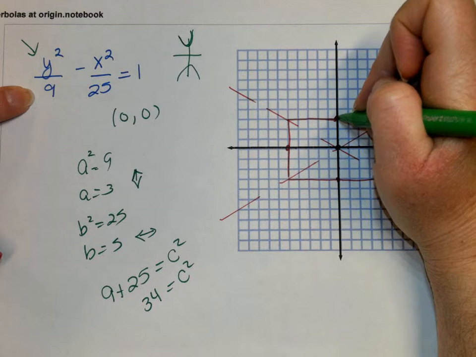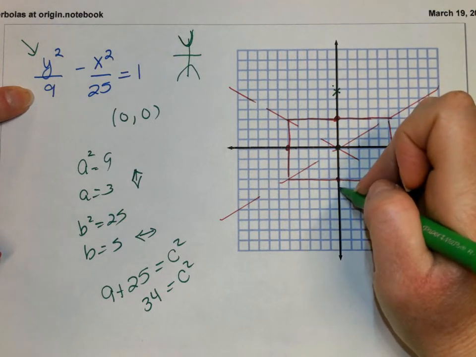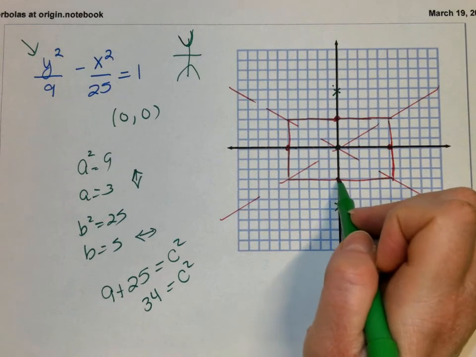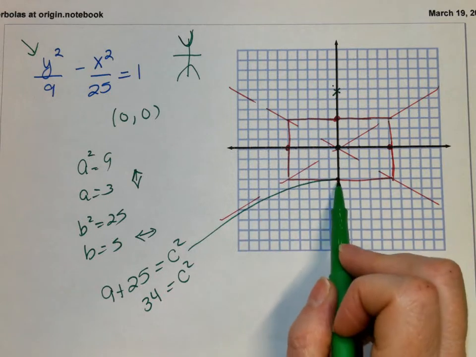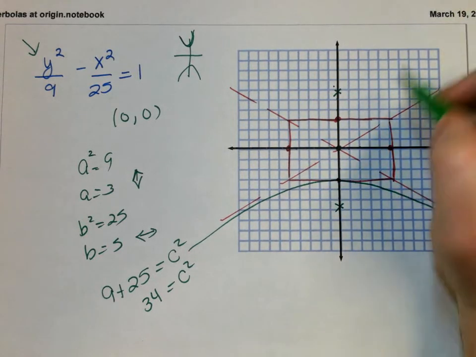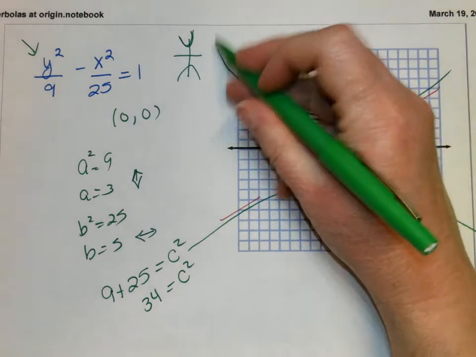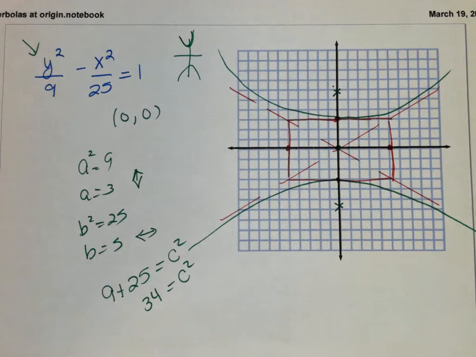I went 1, 2, 3, 4, 5. Here's almost to 6. Here's 3, 4, 5, almost to 6. And I'm going to draw around them like so, just like that. And there is what my hyperbola looks like. This one is a vertical one. Not a problem.